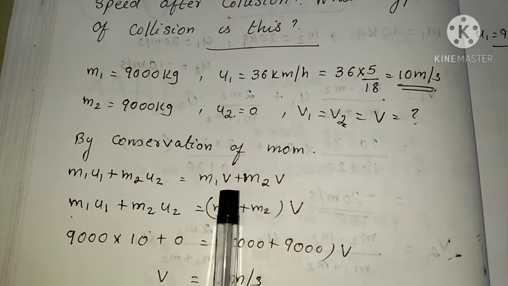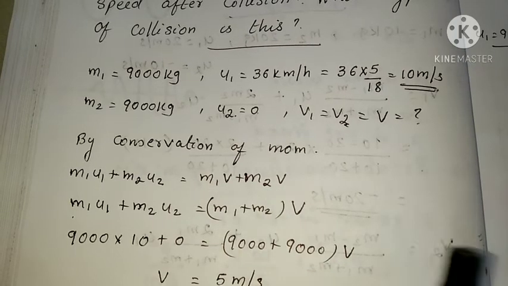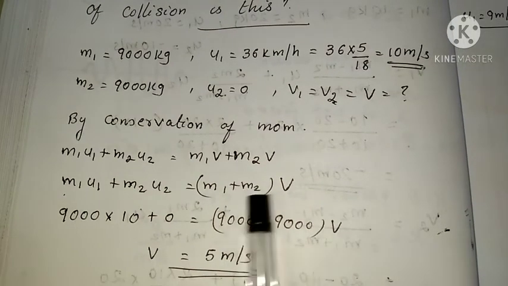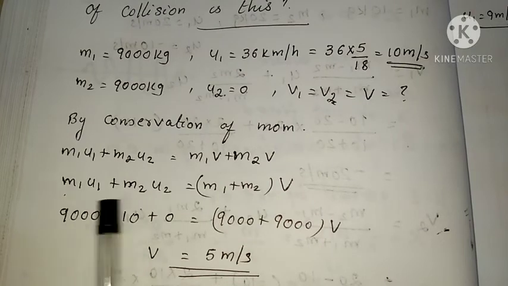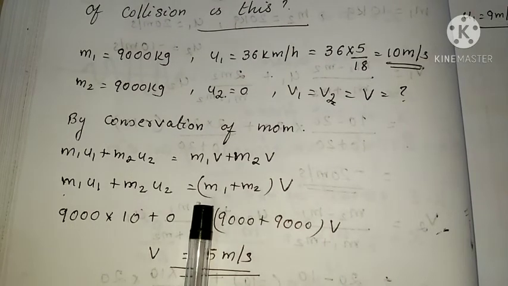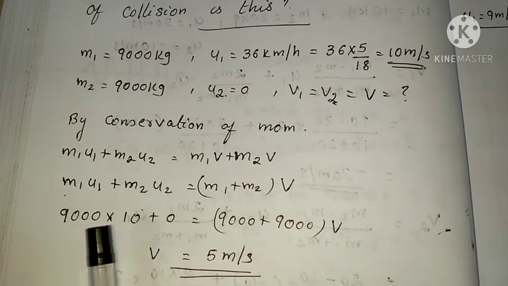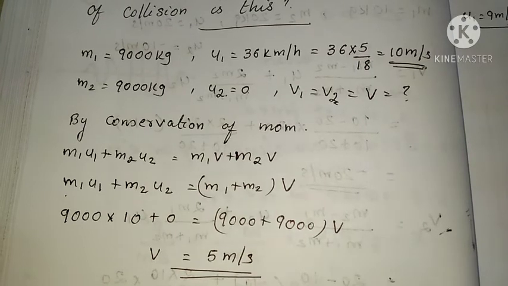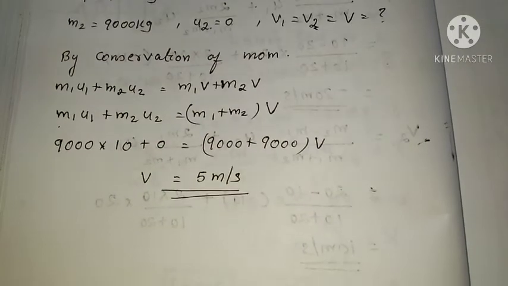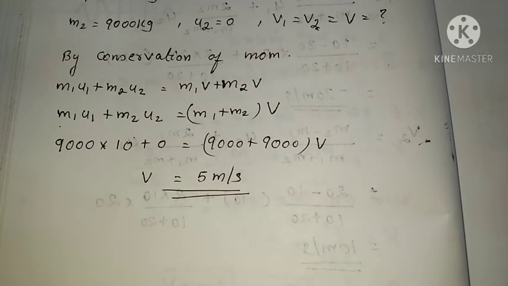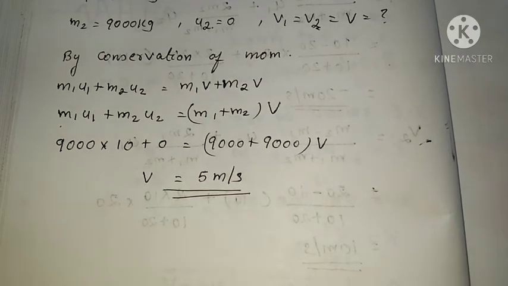Therefore, we can write m1 v plus m2 v, and we can take the v outside. Therefore, we can write m1 u1 plus m2 u2 equal to m1 plus m2 into v. Then by substituting the values, we will get the velocity of the carriages after collision, v equal to 5 meter per second. Now you want to find out what type of collision this is.